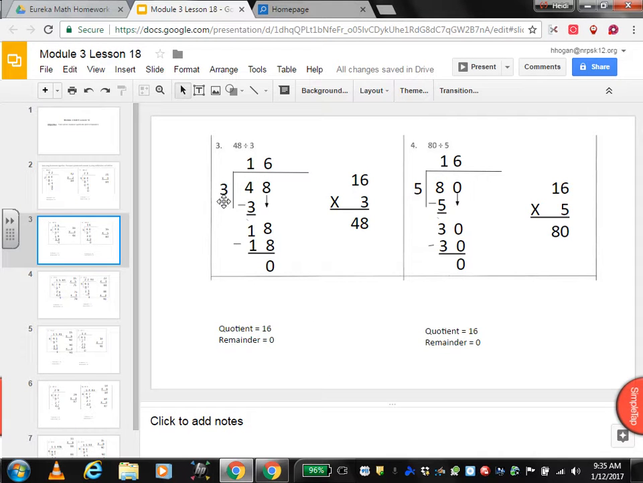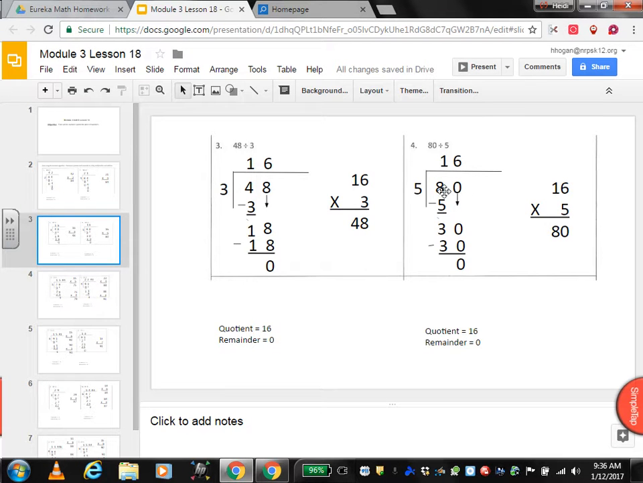So 48 divided by 3. We start in the tens place. 4 divided by 3, well, that's 1. Multiply. 1 times 3 is 3. Subtract. 4 minus 3 is 1. Bring down the ones place. And so now we have 18 ones. 18 divided by 3 is 6, because 6, multiply, 6 times 3 is 18. Subtract. 18 minus 18 is 0. So the quotient is 16, no remainder. We check by quotient times the divisor. 16 times 3 is 48. That should give us our dividend, and it does.